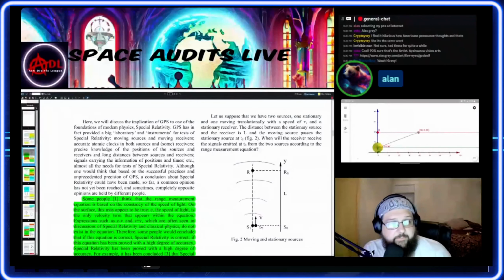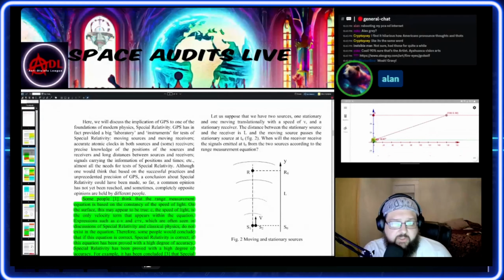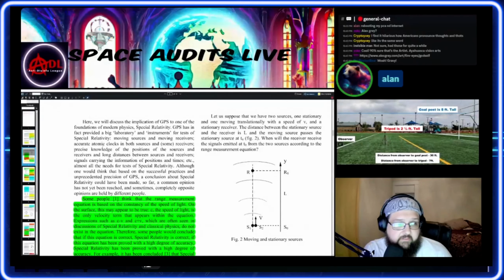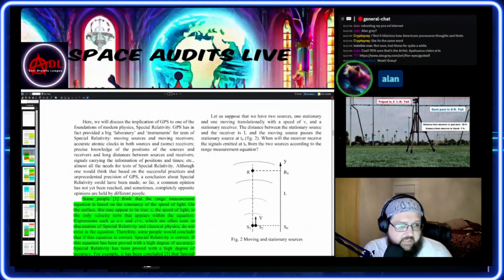So we'll just keep reading here. Here we will discuss the implications of GPS to one of the foundations of modern physics, special relativity. GPS has in fact provided a big laboratory and instruments for the test of special relativity: moving sources and moving receivers, accurate atomic clocks in both sources and some receivers, precise knowledge of positions of sources and receivers, and long distances between sources and receivers, signals carrying the information of positions and times, etc.